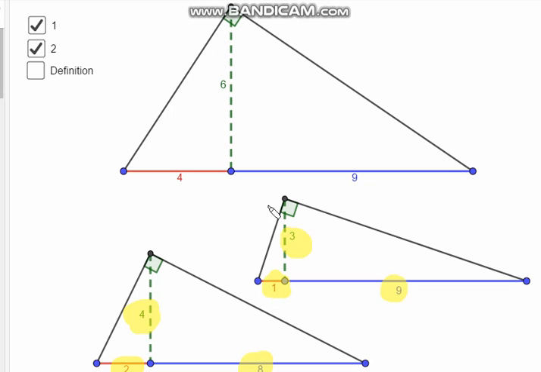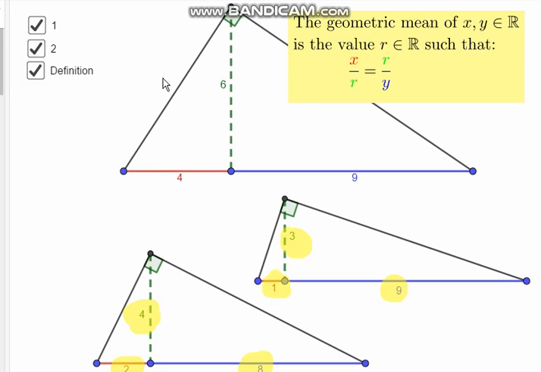So that's the relationship that the Greeks were interested in. That's why they were taking a look at the geometric mean. They were understanding this relationship that is always true in every right triangle.